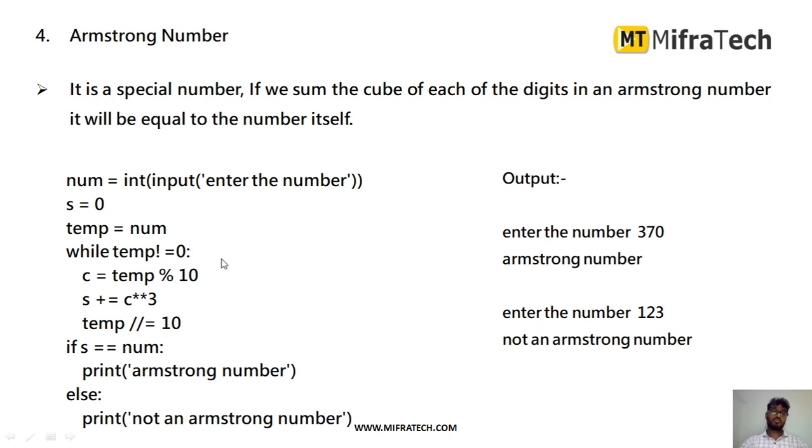So if the condition is true, if it is not 0, I am going to take the modulus 10. If I do temp modulus 10, I am going to get the remainder, that is the last digit, the remainder part of that value.